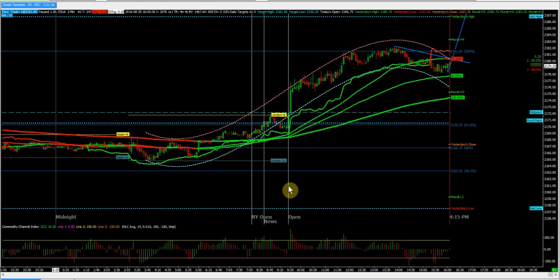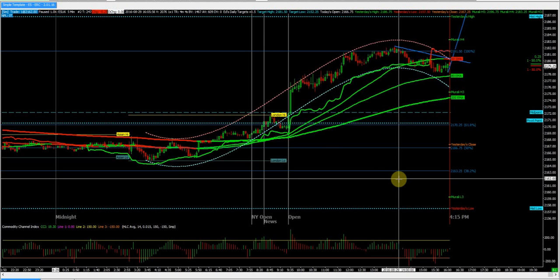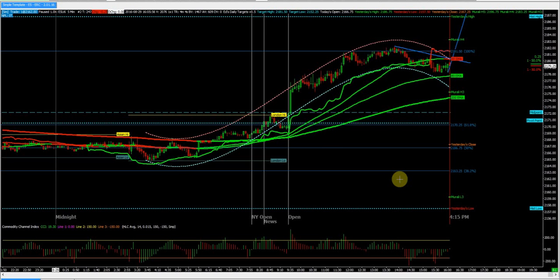Obviously, the momentum was to the upside for most of the day until about 2 o'clock. Looking at the market, doing a pre-market analysis, I got up right in this area here, 5 to 5:30. You can definitely see the trend was up for the day.